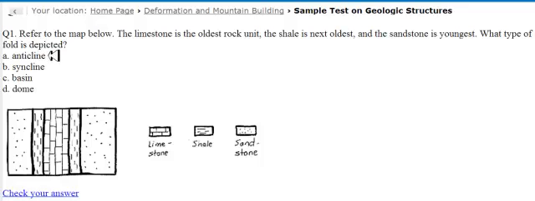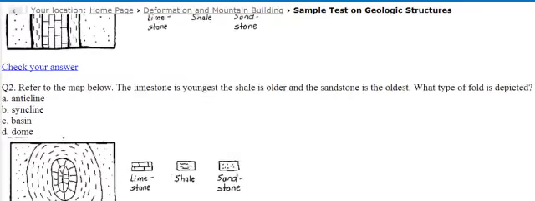It's the other way around for synclines. Synclines are going to have the youngest rock exposed along the fold axis. This one has the oldest rock along the fold axis, so it's an anticline. All right, that's how you work that one. Now let's look for another question.